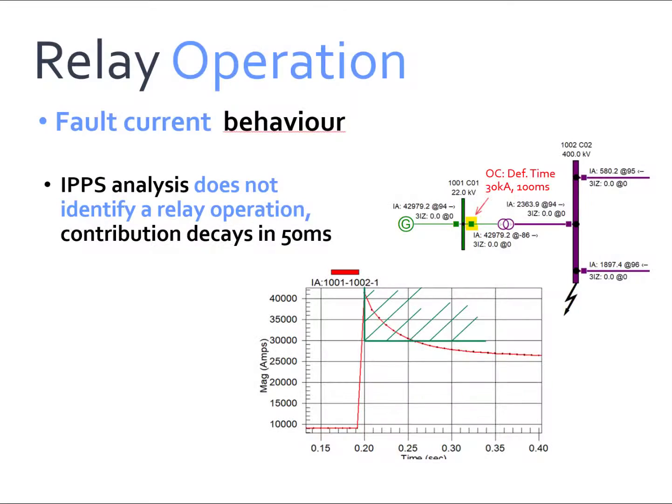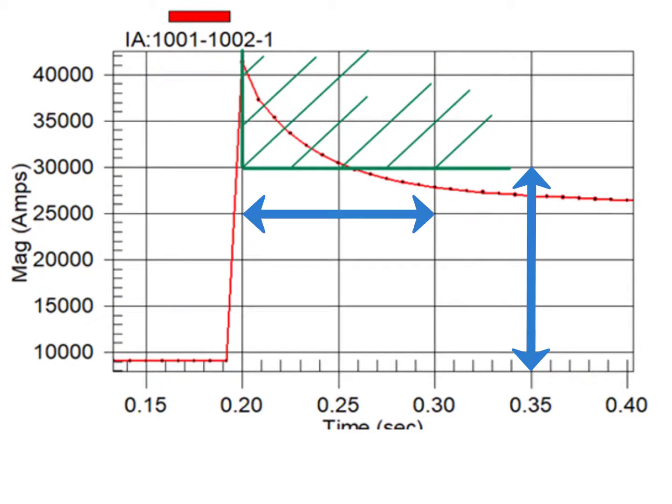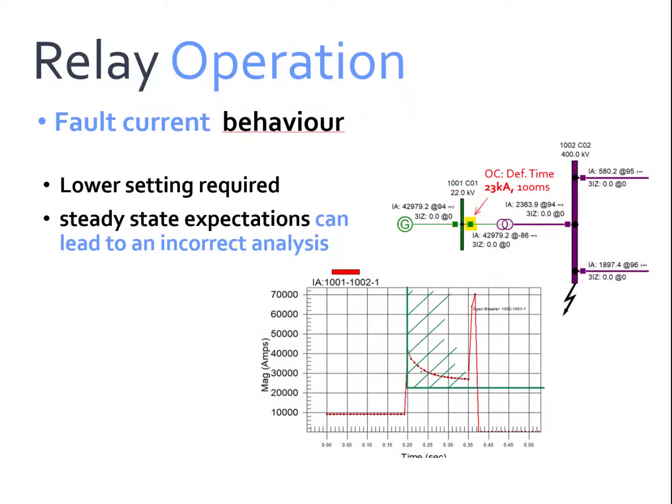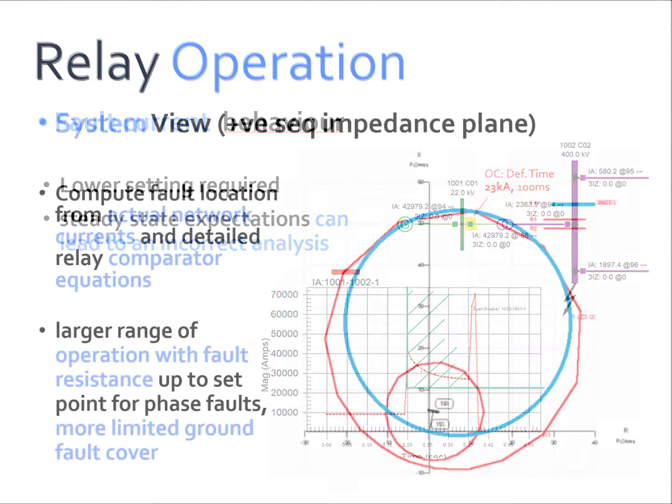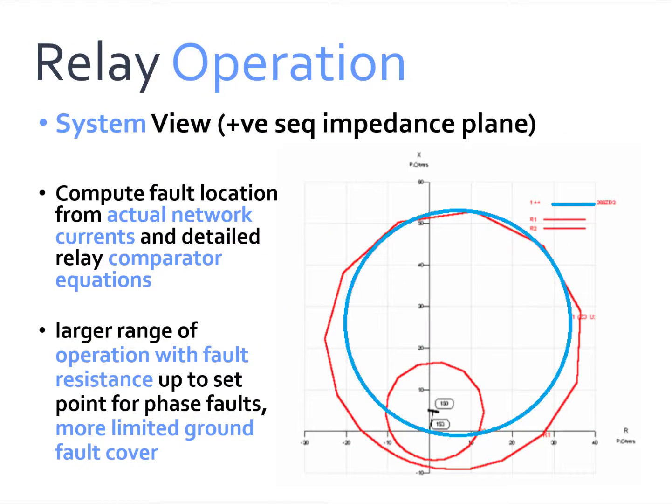The IPPS analysis, by contrast, investigates the protection response using the actual fault current that presents on the system, and it determines that the relay element is stable, as the fault current does not remain above the setting threshold for the entire delay time. A lower setting or a shorter time delay is required if the system security relies on this protection operation.